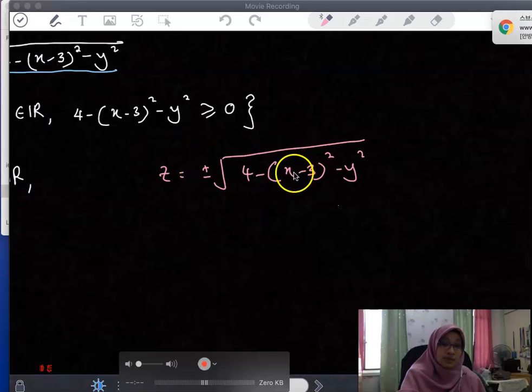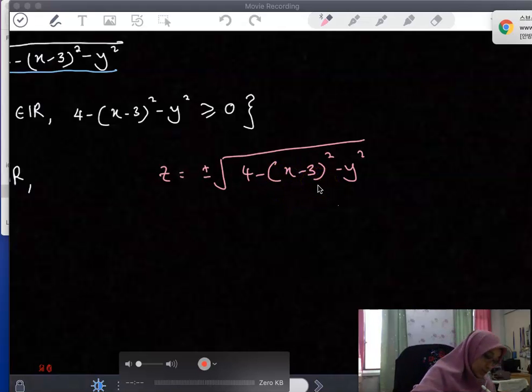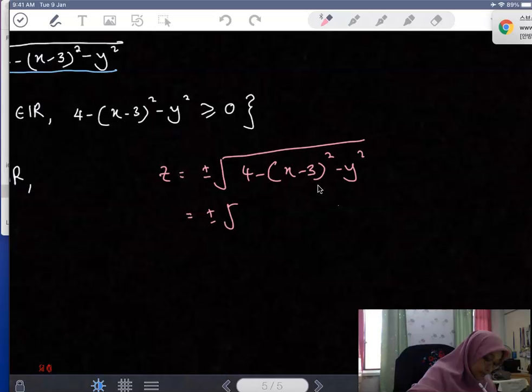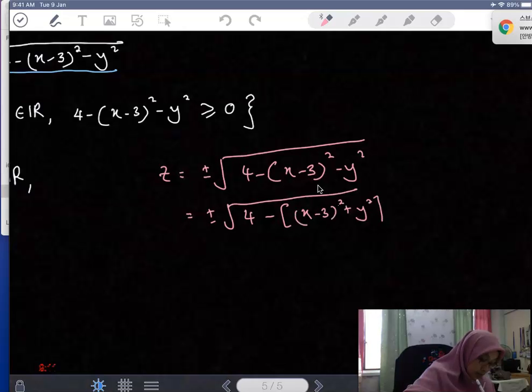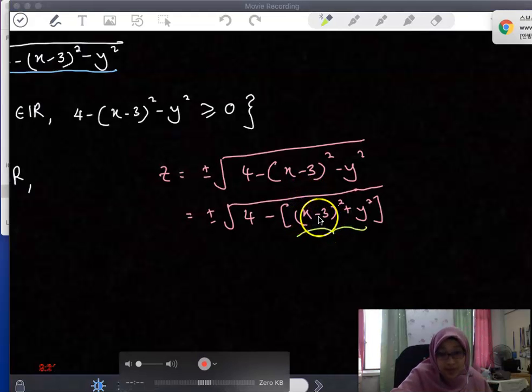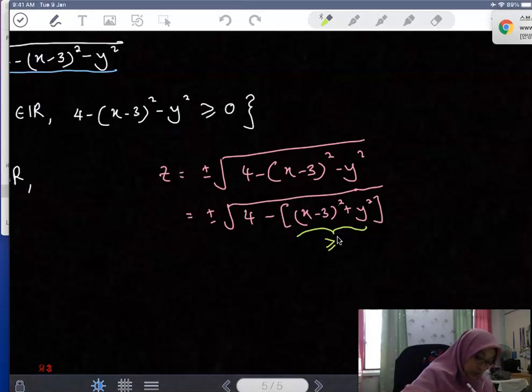Okay, so this is the z, and it looks like we can simplify this and it becomes 4 minus, factorized, (x minus 3) squared plus y squared. That's it. Even though there is x minus 3, whatever value we obtain here for any x that we substitute, the value is always positive. So positive plus positive is always positive, so the value should be greater than or equal to 0.